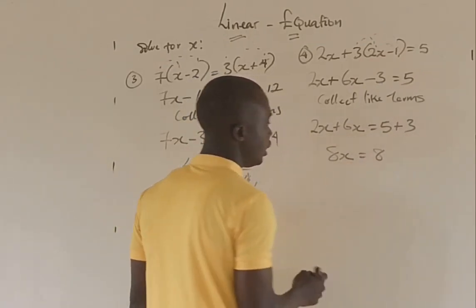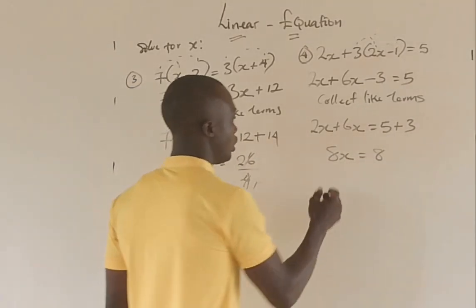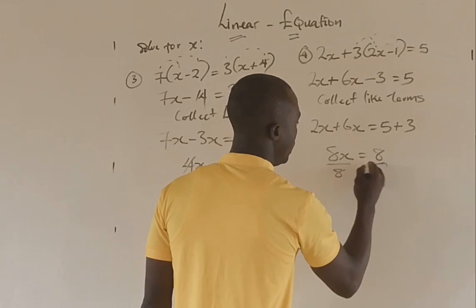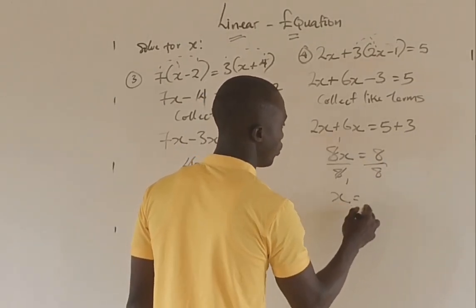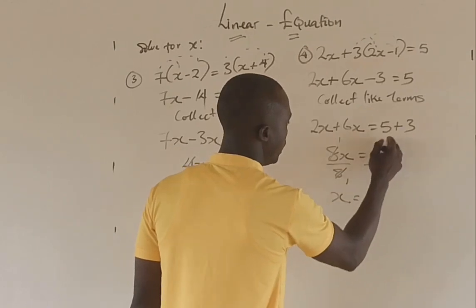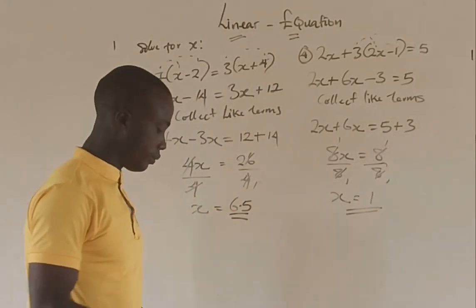which will give us 8. Now, what we are looking for is x. So we divide both sides by 8. 8 here, 1. We have our x equal to what? 8 here, 1. So our x is equal to 1.